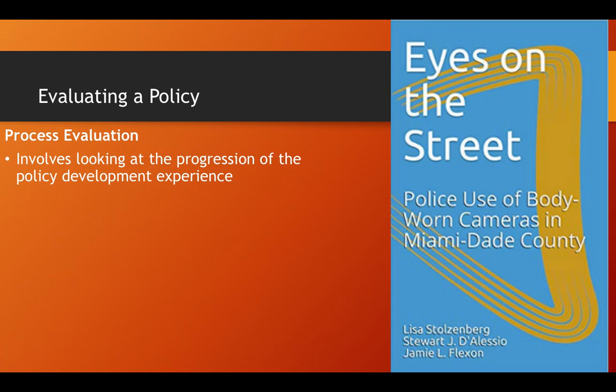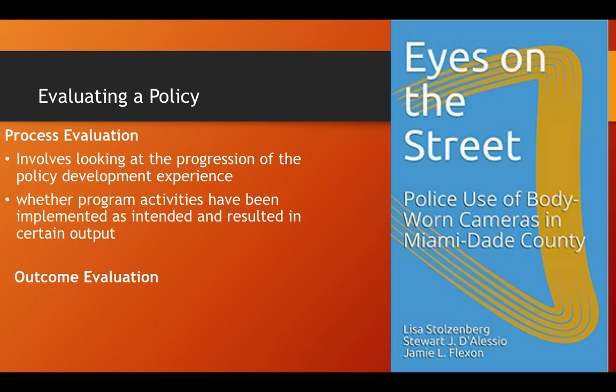So policy evaluation could be divided into two general categories. The first one is process evaluation, which is going to involve looking at the progression of the policy development experience. And it's going to see if there are areas where these methods could be improved or streamlined. Now, if the implementation of the policy differs from the original intent, whether positively or negatively, questions like how can this be resolved might be asked.